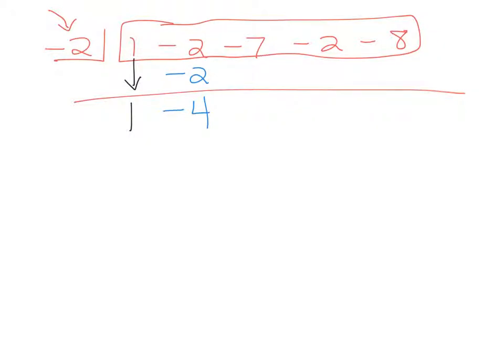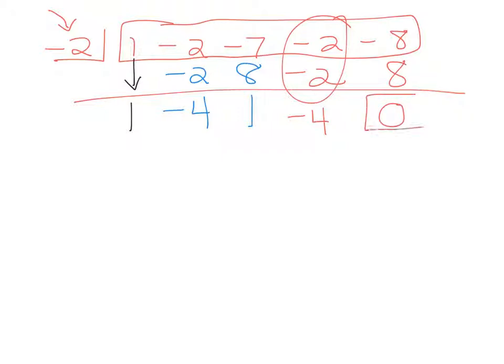A -4 times a -2 is going to give me a positive 8. When I add my column, I get 1. And when I multiply 1 times negative 2, I get negative 2. When I add this column, I get negative 4. Negative 4 times negative 2 is positive 8, and of course, I should get a 0 for my remainder.